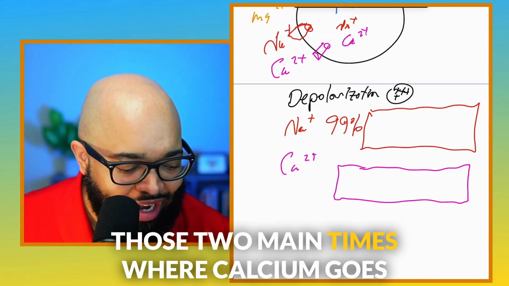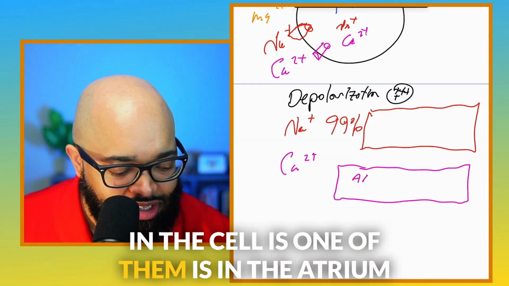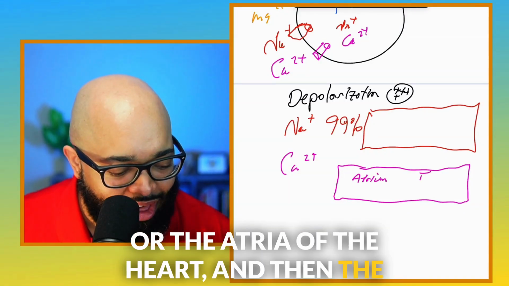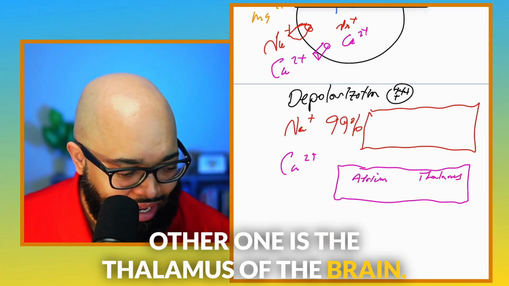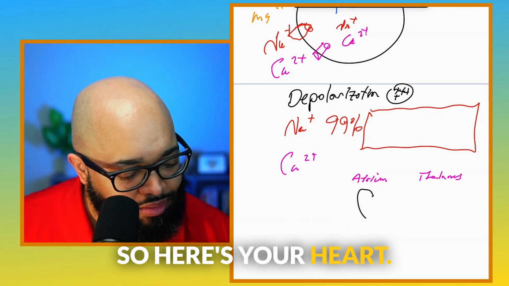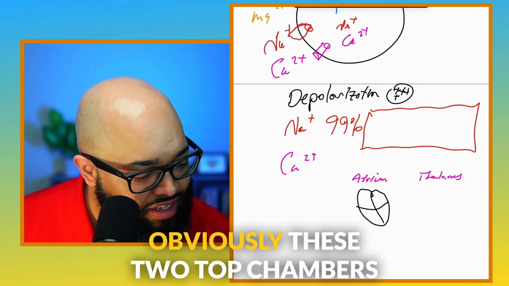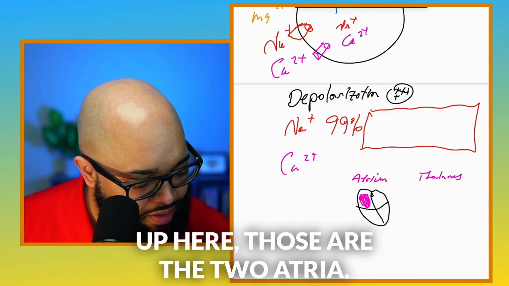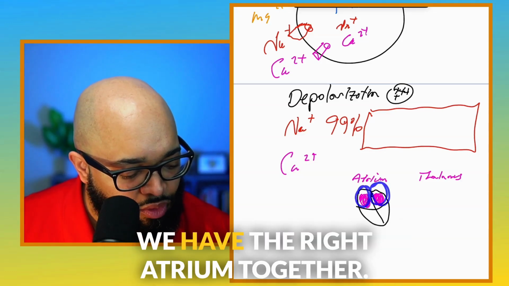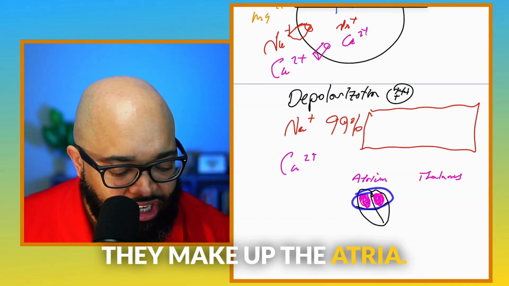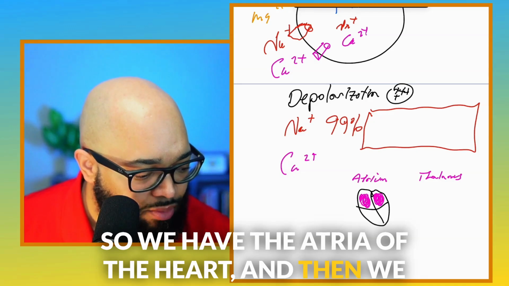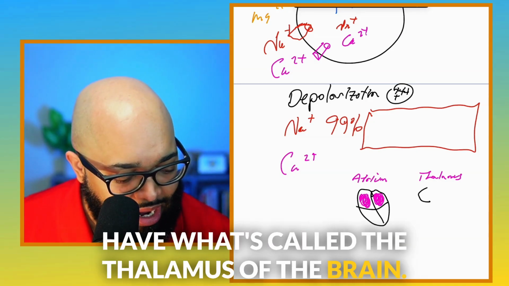Those two main times where calcium goes in the cell: one of them is in the atrium, or the atria, of the heart, and the other one is the thalamus of the brain. Let me expand that box for a second. Now, the atria, let's talk about it. So here's your heart. Obviously, these two top chambers up here, those are the two atria. So, for instance, we've got the left atrium and the right atrium. Together, they make up the atria. So we have the atria of the heart, and then we have what's called the thalamus of the brain.